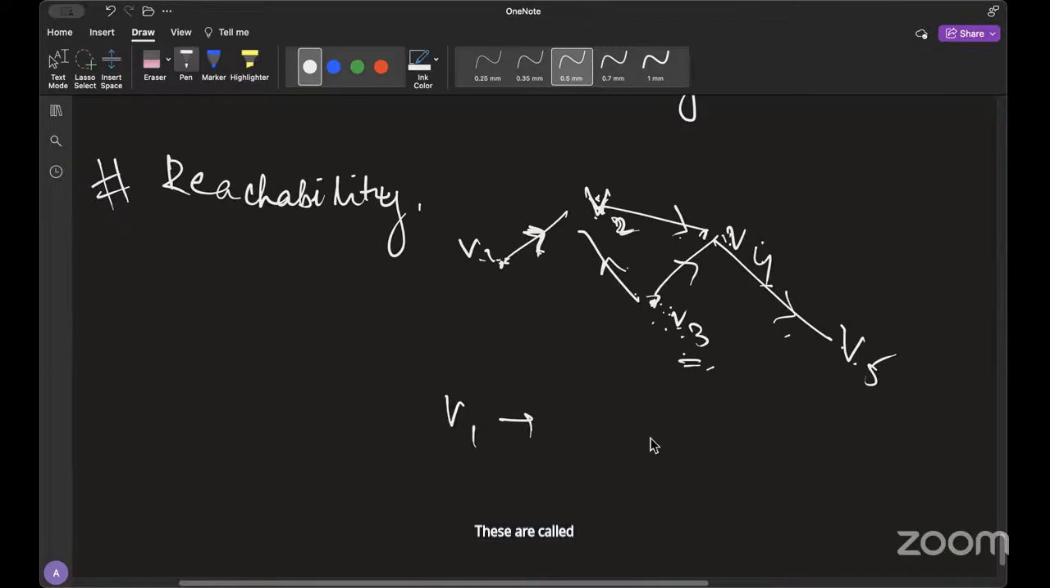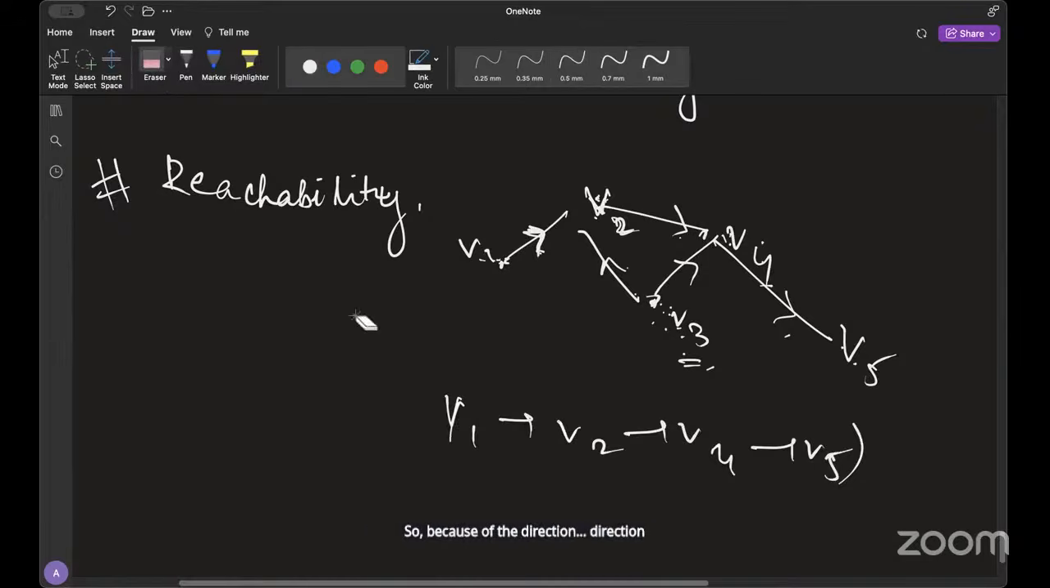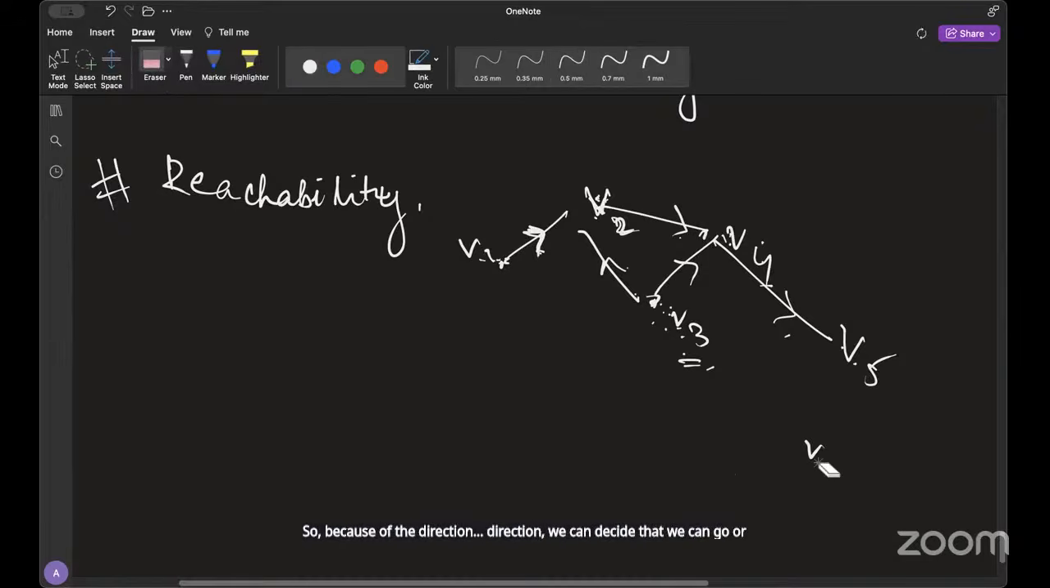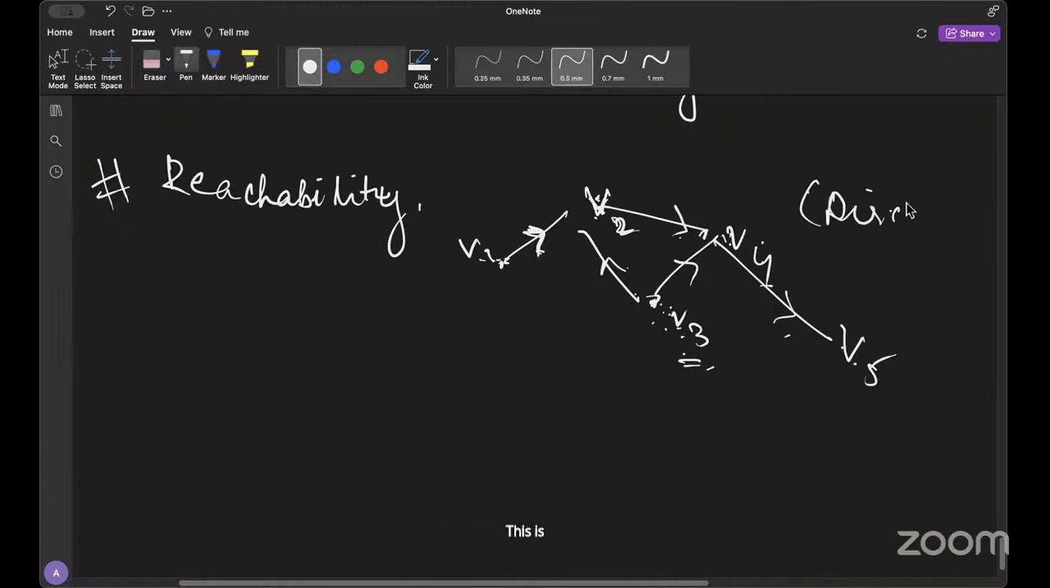These are called paths. V1 to V2 to V4 to V5. This is because of the direction: we can decide that we can go or we cannot go. That's why there are directions. This is a directed graph.